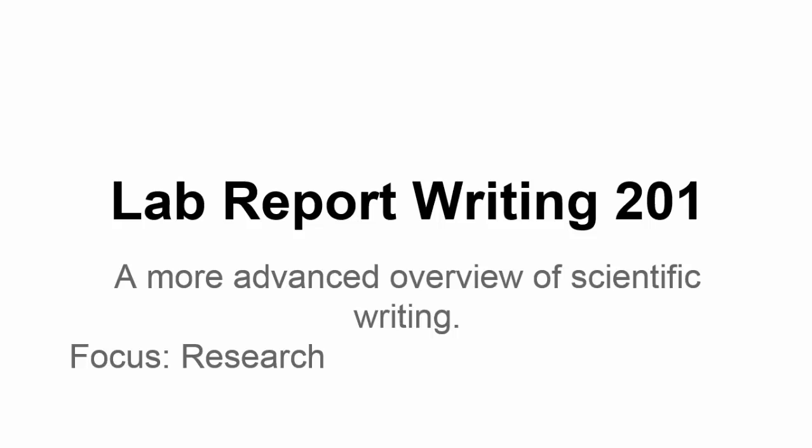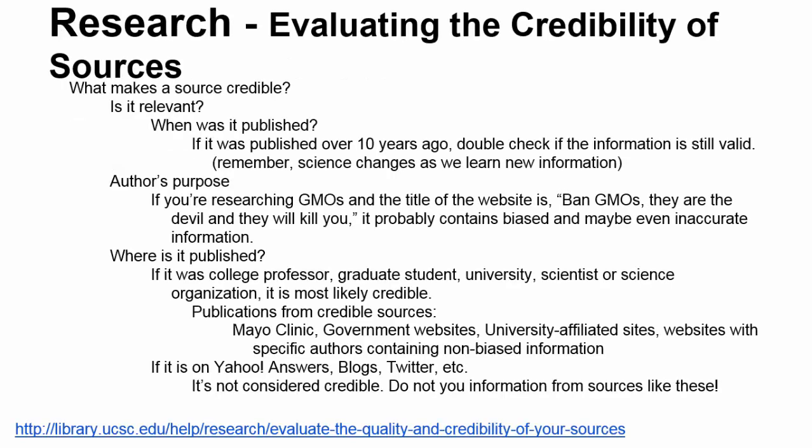The focus of this particular segment of Lab Report Writing 201 will be on research. And we will cover evaluating the credibility of sources as well as citing sources. So, when you are doing research, it is important to know if the source is credible or not. And what we mean by credible is, is the information true or is it untrue? So we're looking for credible sources because credible sources we can trust to have true information.